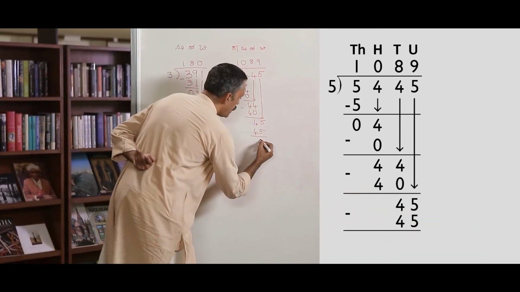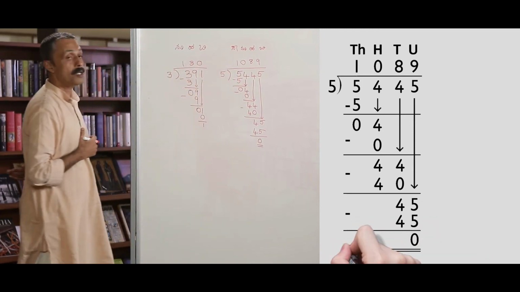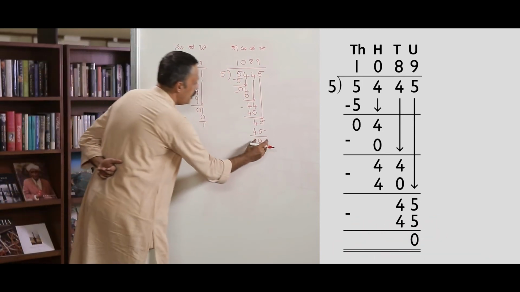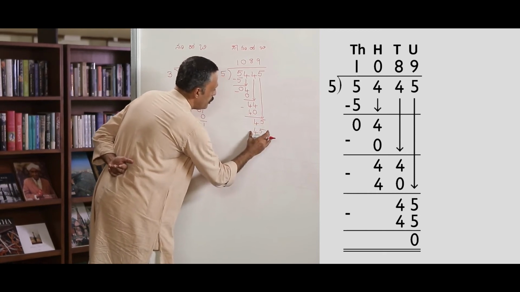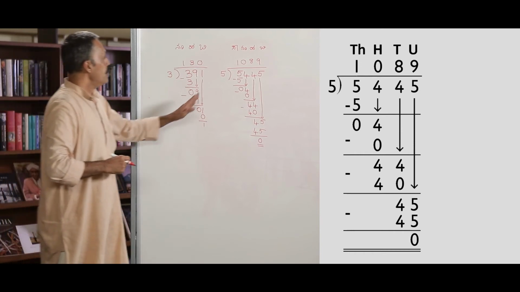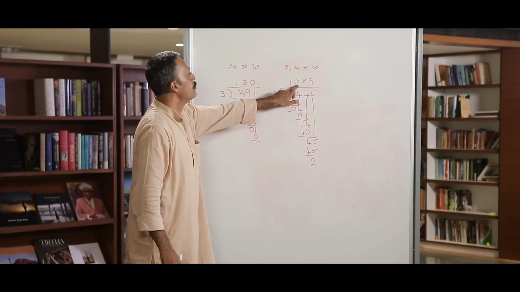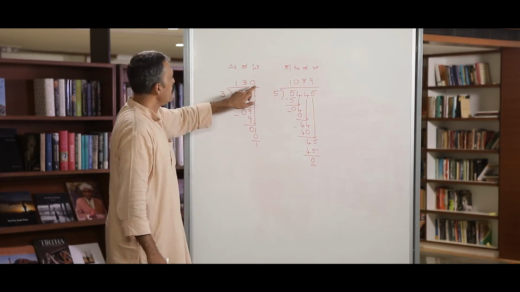Therefore, how much money am I left out of 5,445? After giving out these 45 units, I have nothing left. What can we see in this example? Nobody got anything in the 100th place. Earlier, we did not get any in the units place.